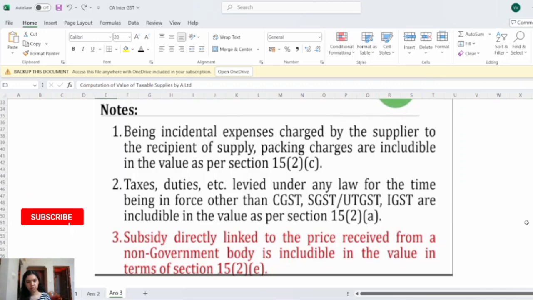Now here, in case you do not remember the exact section number, that is fine. However, you will have to give a detailed reasoning. That is more important here. In case you remember the correct section number, you can mention it here. But if you do not remember the section number, do not write wrong section numbers.